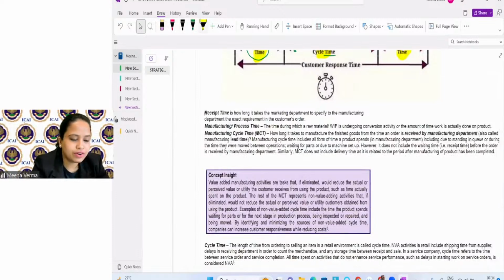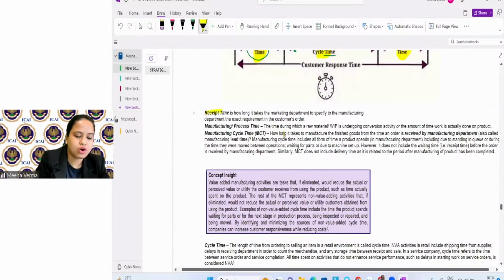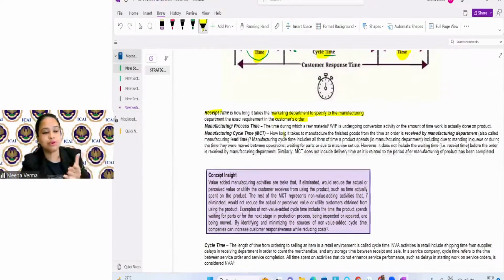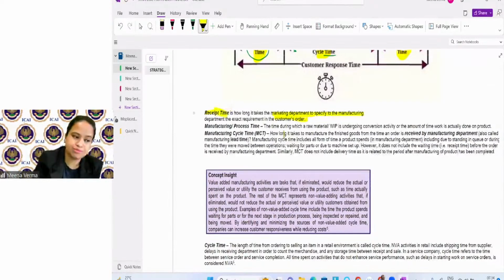They have all defined it. What is receipt time? How long it takes the marketing department to specify to the manufacturing department exactly what is required by the customer. The marketing department will inform the manufacturing department that we have received this order for customer X. So whatever time they take here will be the receipt time.